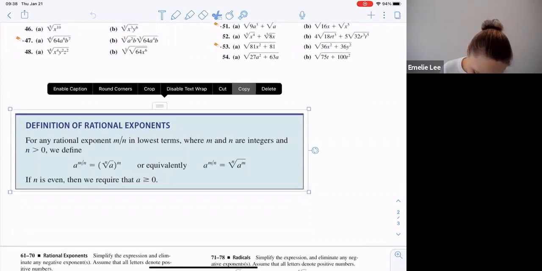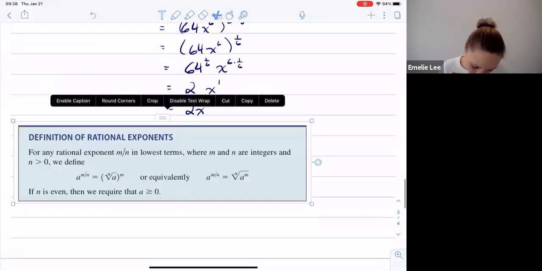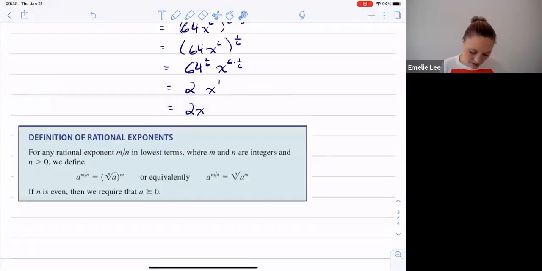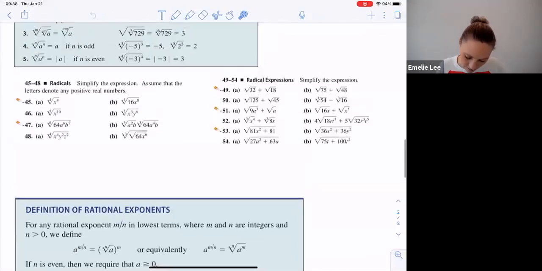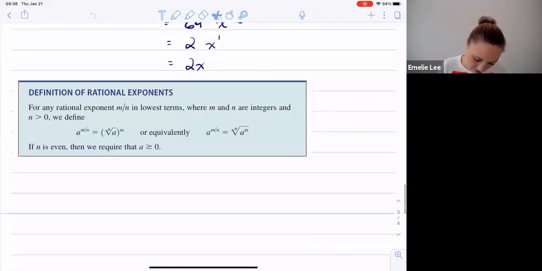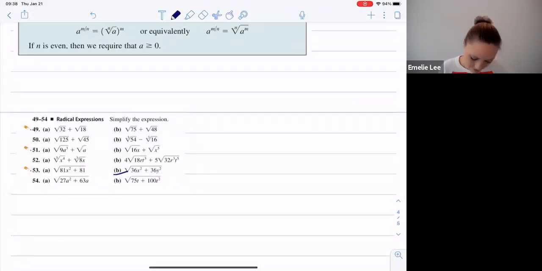So I'm going to bring this in, even though we just used it already. So here, if you have an exponent m over n, can we do 53b? You got it. Always up for requests. Let's put it down here on its own page. 53b.